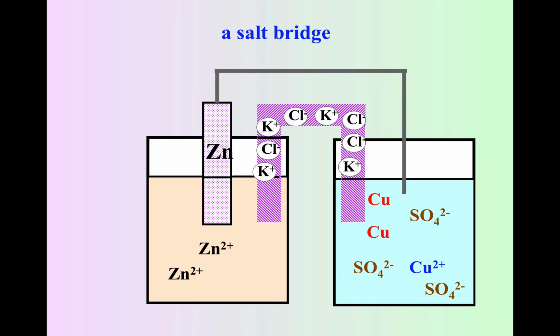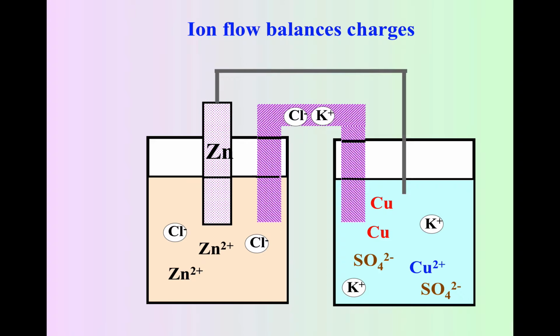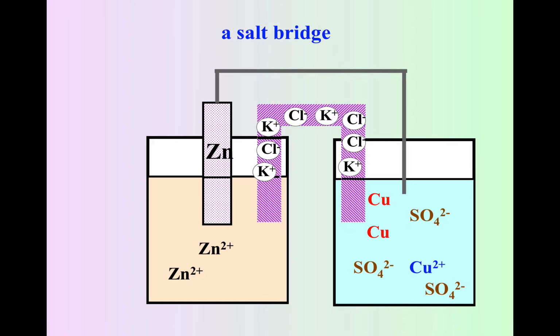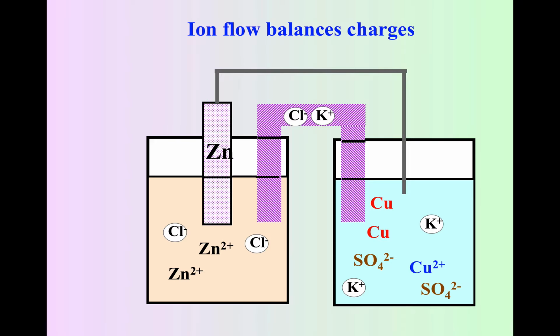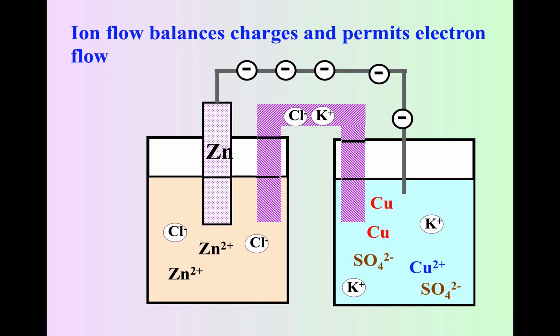So ready, set, go. We stick our conducting medium in here now, right? And as the reaction goes forward, you're building up a negative charge on the copper side and a positive charge on the zinc side. So the chloride ions flow towards the buildup of zinc 2 plus charge, and the cations flow over to where you're building up the sulfate negative charge. And the electrons keep flowing.